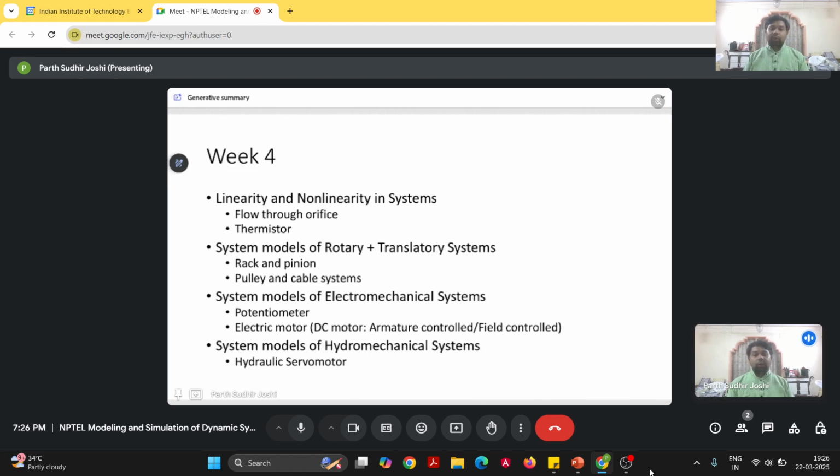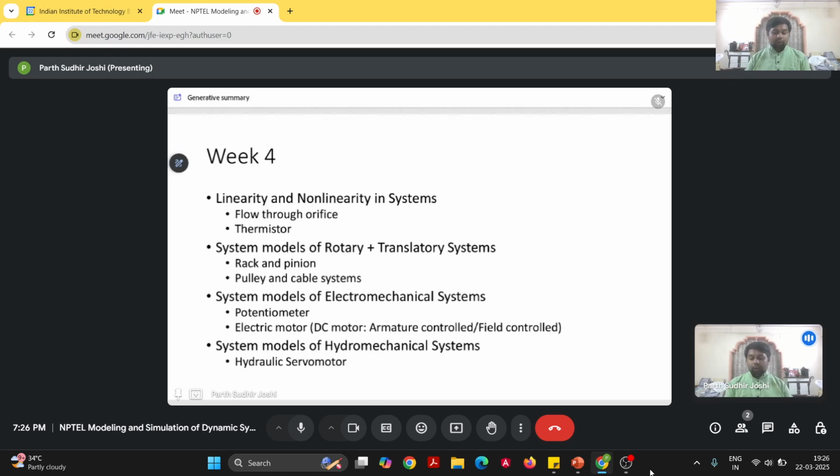In the armature controlled case, we keep the field current constant and vary the armature voltage to control the DC motor. In the field controlled case, we keep the armature current constant and vary the potential difference across the field windings. These cases have been discussed and the governing differential equations have been derived.